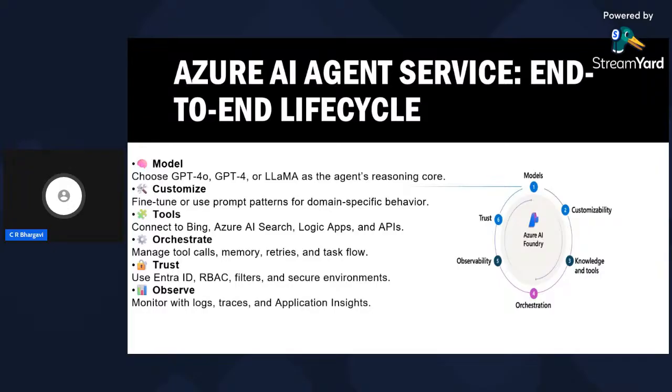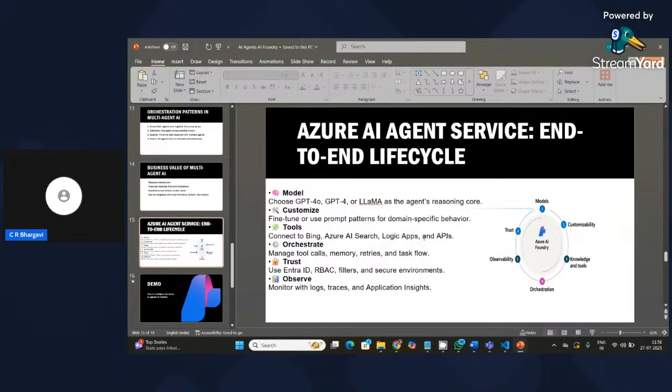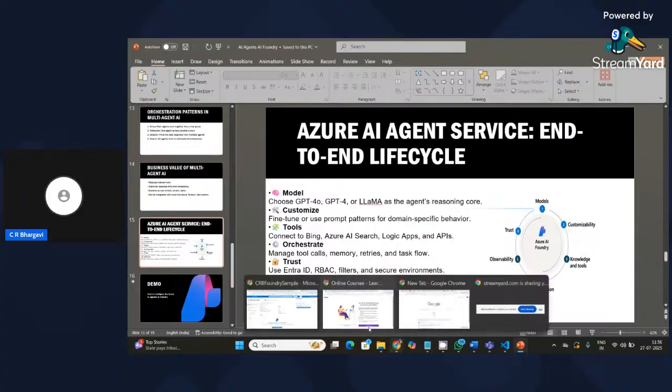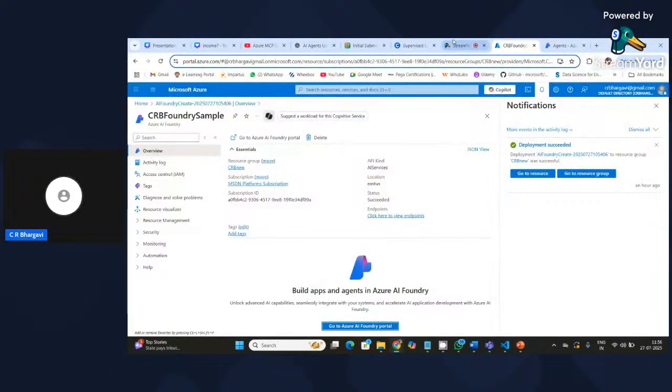So these are the six life cycle stages you have to remember, or memorize, so that you know each step of Azure AI agent service from end to end, and it helps you reach the best goal. Now, without much delay, let's move on to the demo part and see how we can create the multi-agent inside Azure AI.